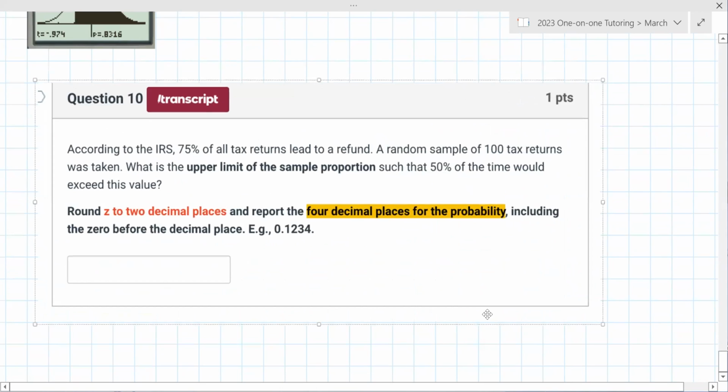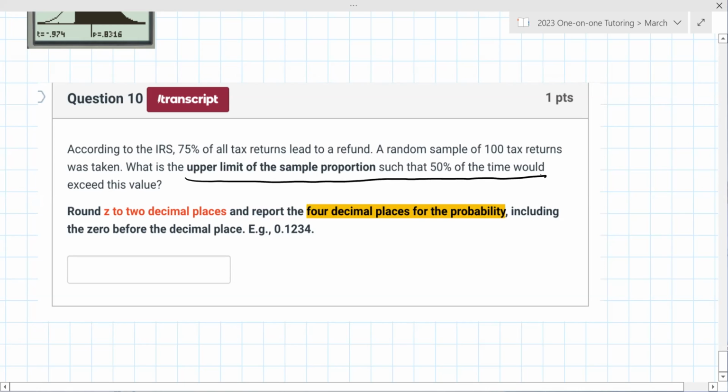According to the IRS, 79% of all tax returns lead to a refund. A random sample of 100 tax returns was taken. What is the upper limit on the sample proportion such that 50% of the returns exceed this value? Okay, so this one's pretty involved. Sorry, no, it's not. What is the upper limit of the sample proportion such that 50% of the time would exceed this value?